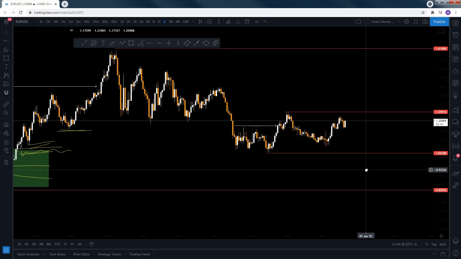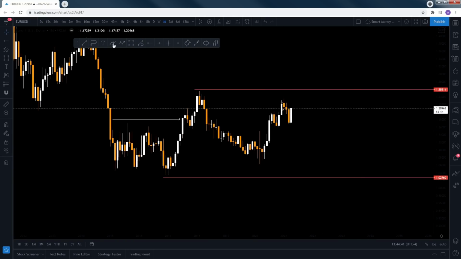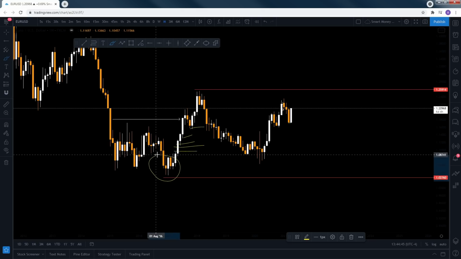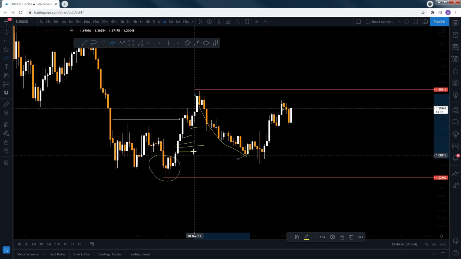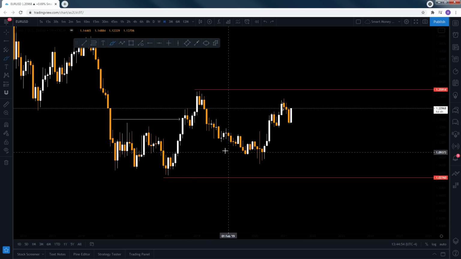What do we have inside of this range? Internal range liquidity below each one of these monthly lows. We have a void here and an order block that need to be mitigated, and we can see price already grabbed all that liquidity and mitigated the order block. That means that we have a new structure. Now let's move on to a weekly chart.